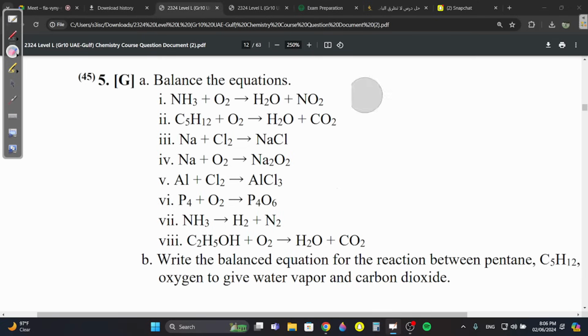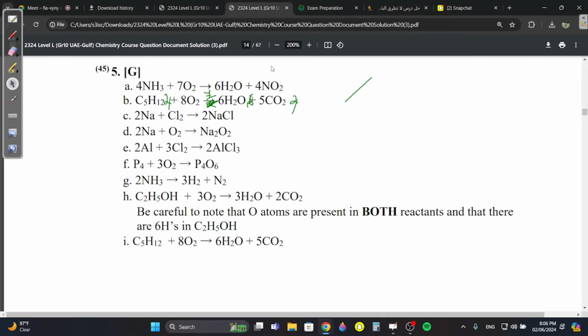If they ask for whole numbers, look, what I did at the start was 2 here, 3 here, and then 2 here, and then 7 over 2, because it's balanced. Now I have 7 oxygens on the left, 7 on the right. But since it's a fraction, you want to get rid of it, just multiply everything by 2. This becomes 4, this becomes 7, this becomes 6, this becomes 4. That way you got rid of the fraction easily, and it's now balanced. And that's actually the correct answer. 4, 7, 6, 4.